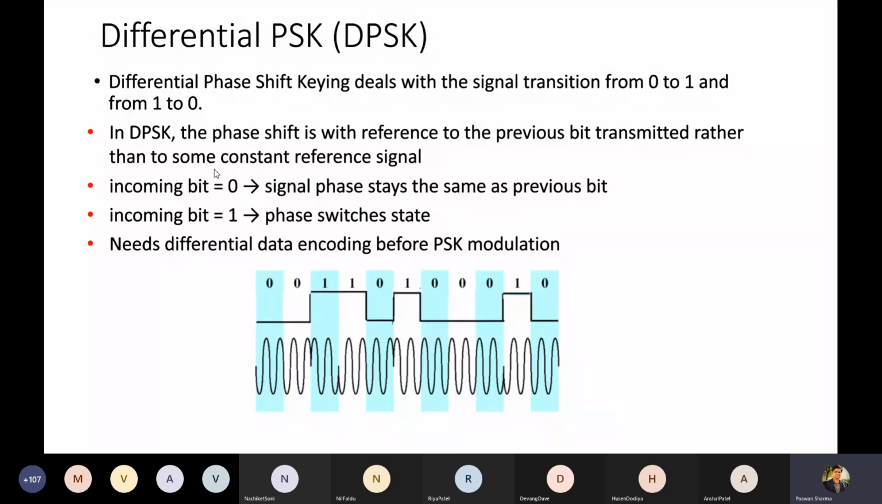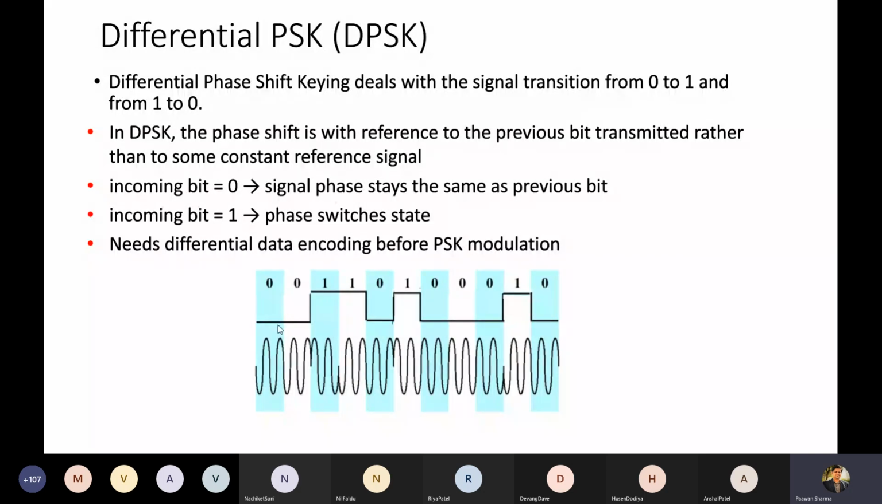If the incoming bit is 0, the signal phase stays the same as the previous bit. If the incoming bit is 1, the phase switch will happen. The phase will change. It needs differential data encoding before PSK modulation. So PSK modulation uses a balanced modulator, and before you use a balanced modulator, you need a differential data encoding.